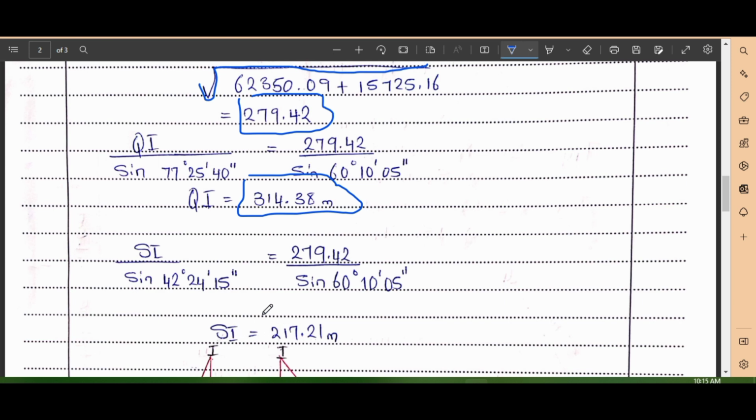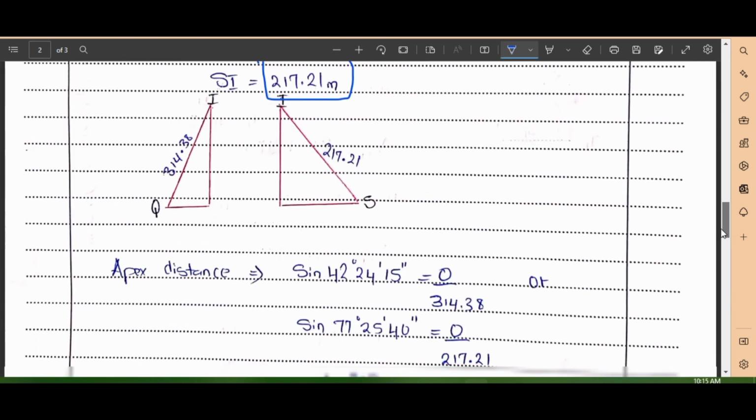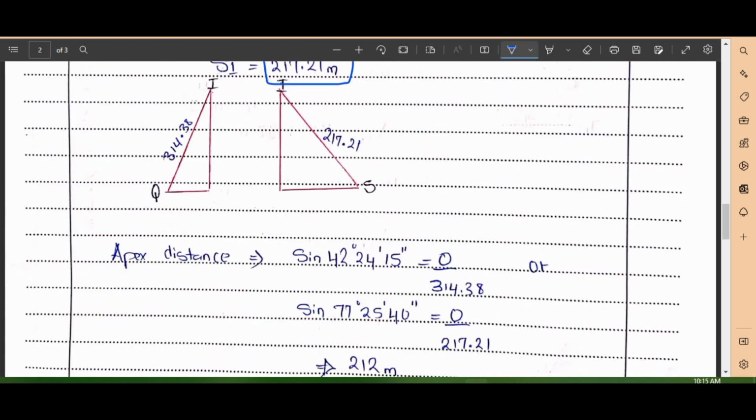So SI will be 217.21 meters. That will be my SI. Having found that distance, we need to find the radius of the curve, and in order to find the radius of the curve, I need to compare it to something. So I go ahead and draw here. The length of QI will be that, and also the length of IS will be that. So I go ahead and compare the values.